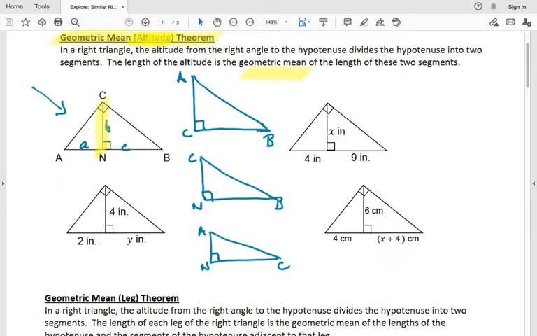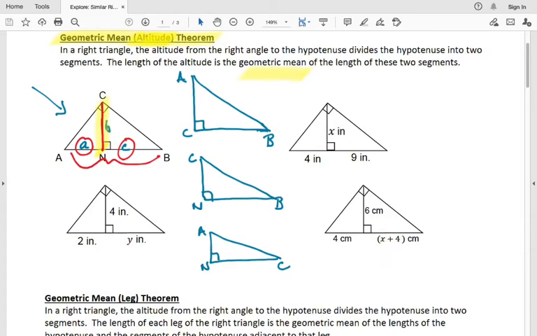So I've labeled these with the letters A, B, and C just to kind of show you how this particular leg right here is going to relate to the parts of the hypotenuse of the big right triangle, which I've labeled with the A and the C. So putting those letters A, B, and C into the three similar right triangles that I've drawn.